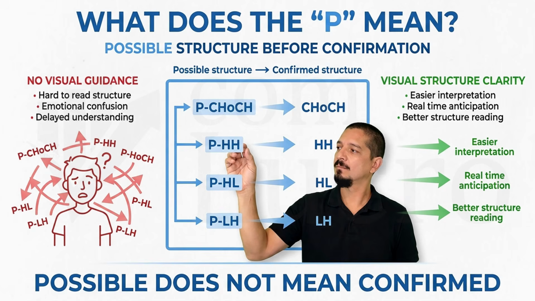Before we begin, one important detail is why I use the letter P in some market structure markings, such as possible change of character, possible high, or possible higher high. The purpose is to make the structure easier to read visually, especially for beginner traders learning market structure in real time. These markings help identify where a potential change of character or break of structure may happen before confirmation.